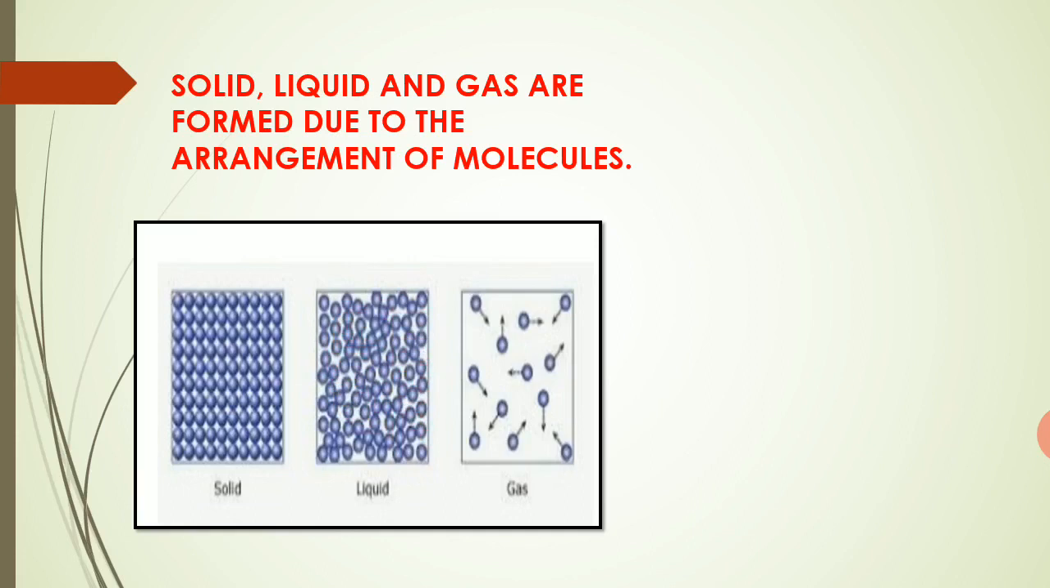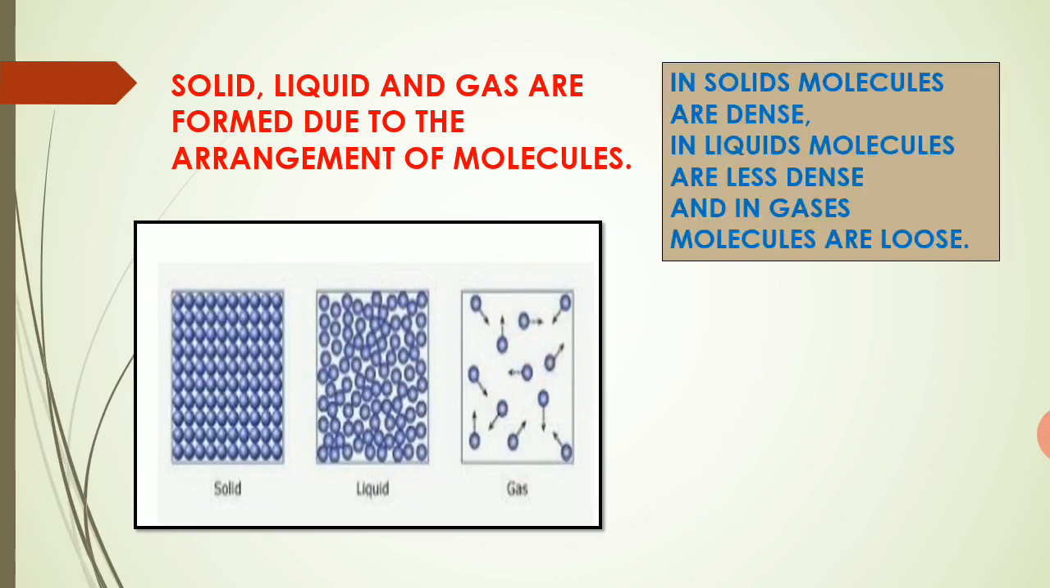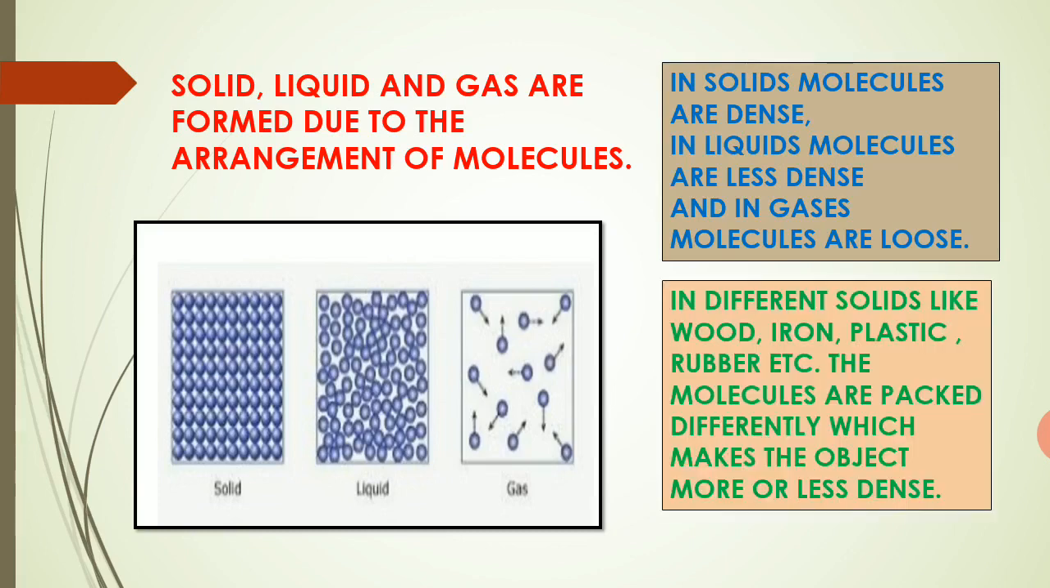And in this way, liquids are formed, just like water. In the third one, you can see all the molecules are very loosely packed. And this forms gas, like steam. So in solids, molecules are dense. In liquids, molecules are less dense. And in gases, molecules are loose. In different solids like wood, iron, plastic, rubber, etc., the molecules are packed differently, which makes the object more or less dense.